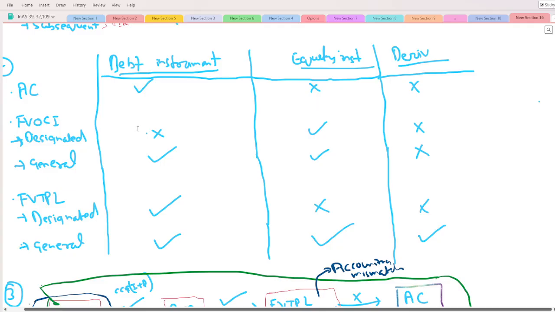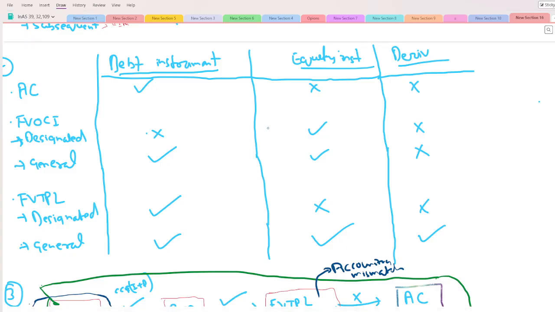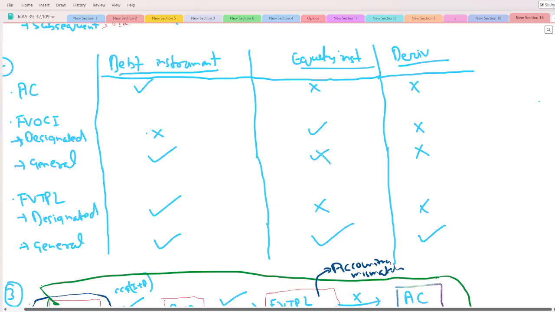And for the equity instrument, there is no amortized cost. FVOCI is there and the FVTPL is there. In the FVTPL there is no designation, because by default it comes as a residuary category, so that is the general. And in the FVOCI you will have the designated. So here the general will not be there. Just a minute, I will be correcting it here. Yes, here the general will not be there, only the designated will be there.